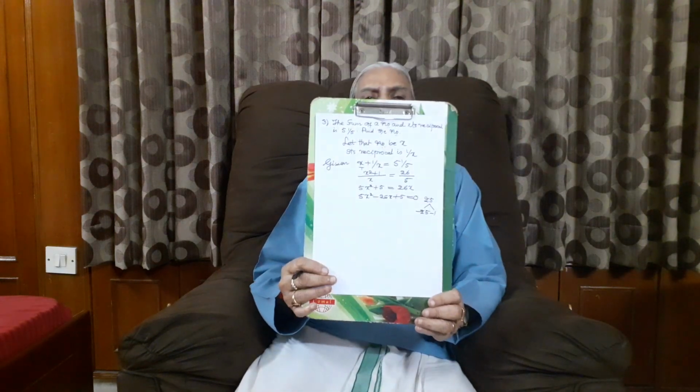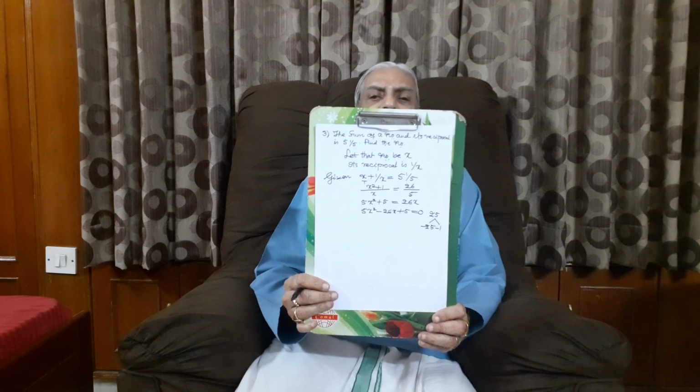So, what is 5 into 5? 25. Since we need 26, 25 ones are 25: minus 25 and minus 1, they are the factors. Then you can just do it. So 5x squared, then minus 26x, what do you write? Minus 25x minus x plus 5 equals 0.